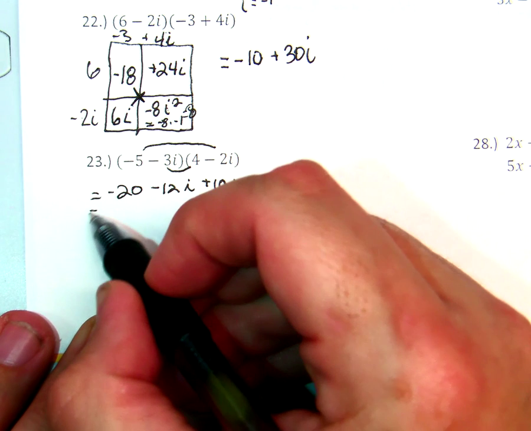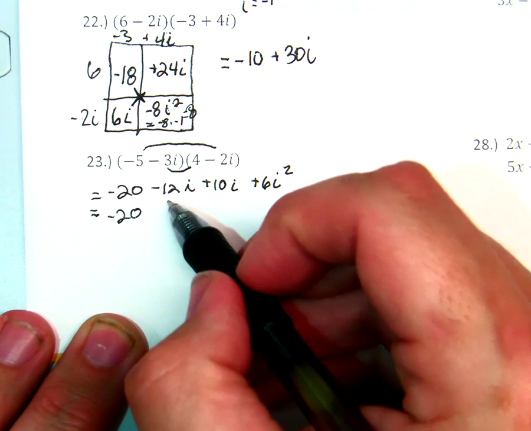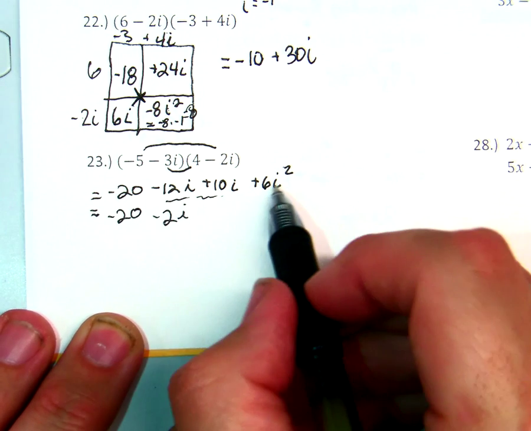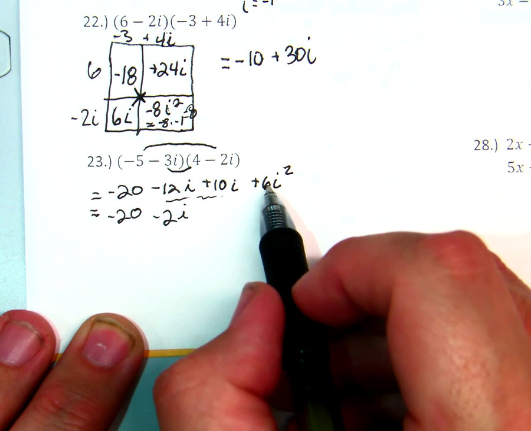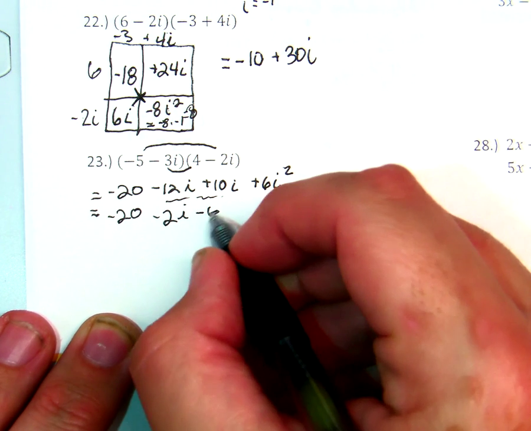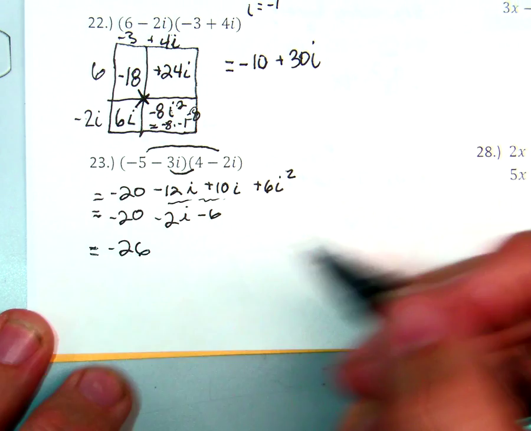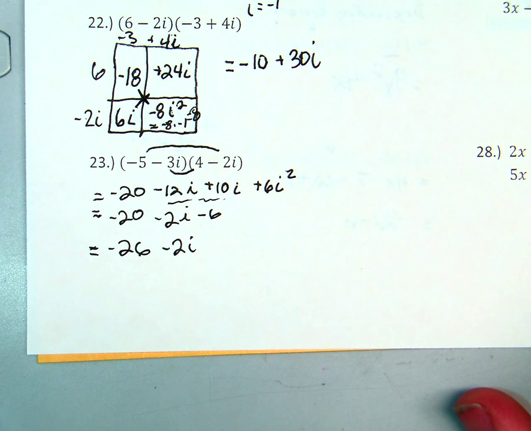Now, I'll get negative 20 here. Add these up. Negative 2i. Well, what's i squared? Negative 1. So negative 1 times 6 is a negative 6. So this ends up being negative 26 minus 2i. So you just have to be really careful when you're multiplying i's that when you get i squared, it's a negative 1.